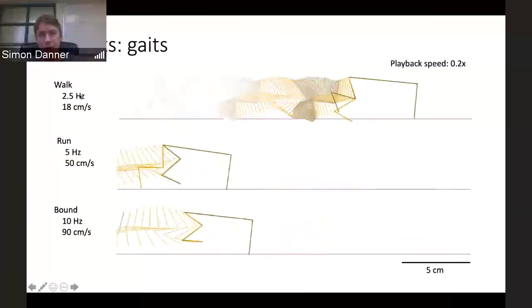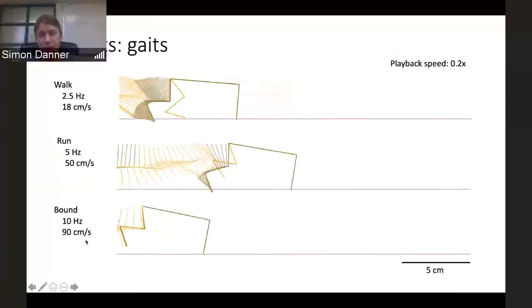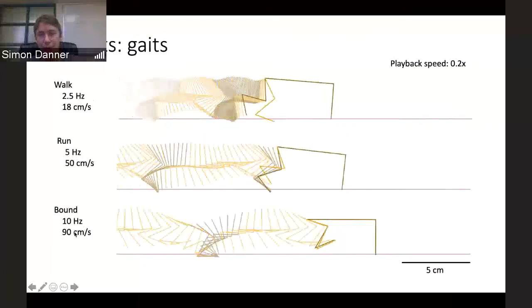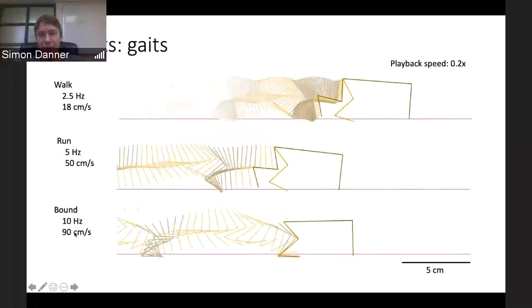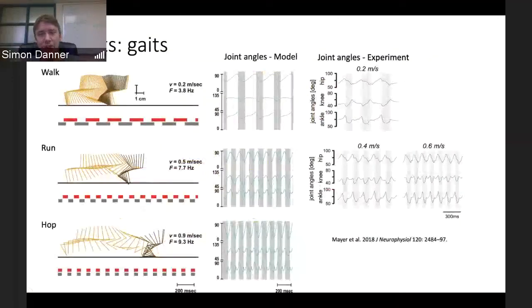And it walks at a slow speed, runs at a medium speed, and bounds at a higher speed. So now we can also look at the kinematics, like joint angles, and also its stance and swing phases rather than the extension and flexion phases from before.